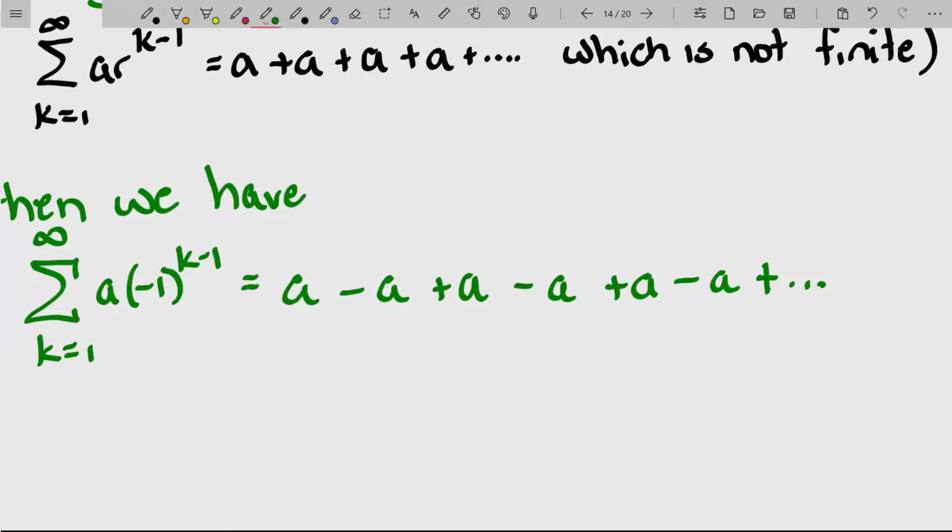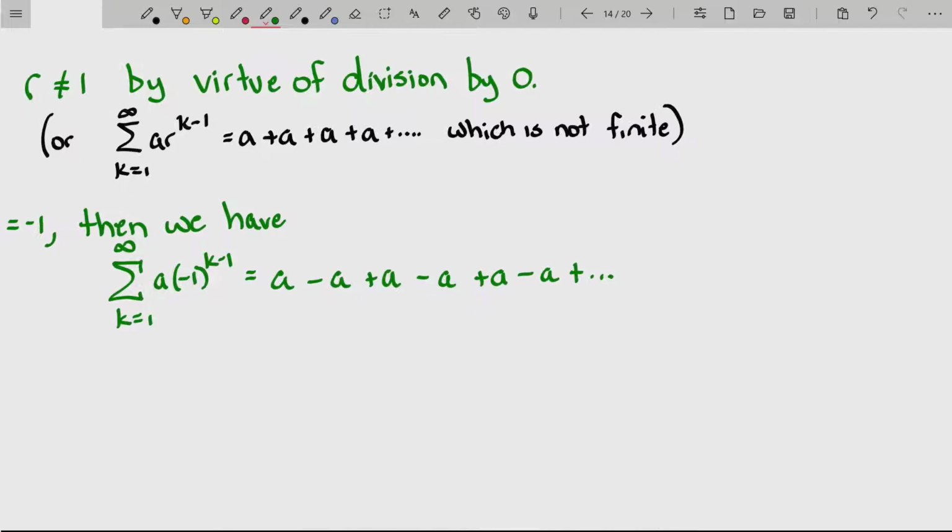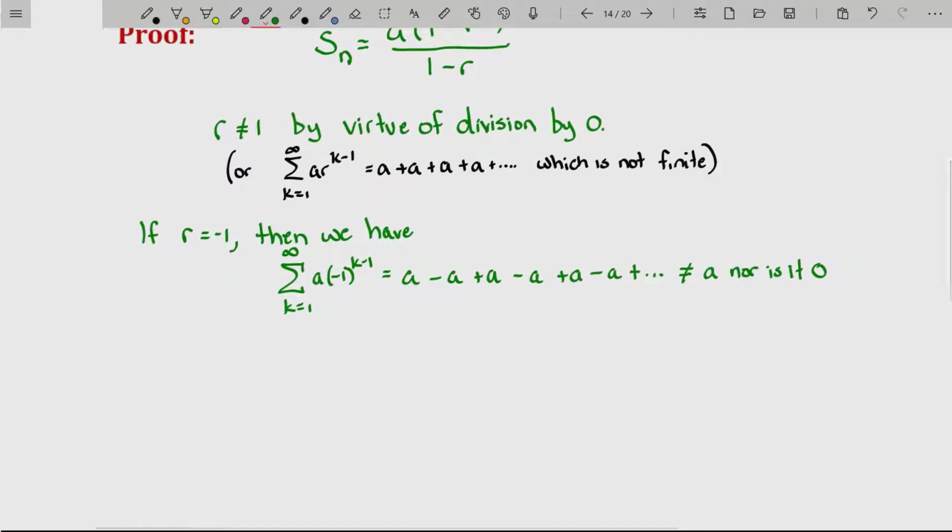This does not converge to a finite number, so this is not equal to a, nor is it 0. So it doesn't converge to something in between. Now, I'm a little bit hand wavy here, but the reality is it doesn't converge. Okay, so it diverges at the edges. And by the way, I have to be somewhat hand wavy here because you're not in calculus, so I cannot actually prove these, but I can justify them strongly.